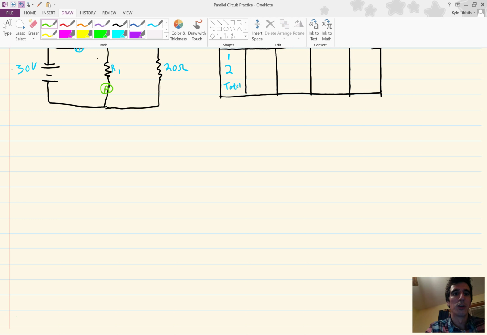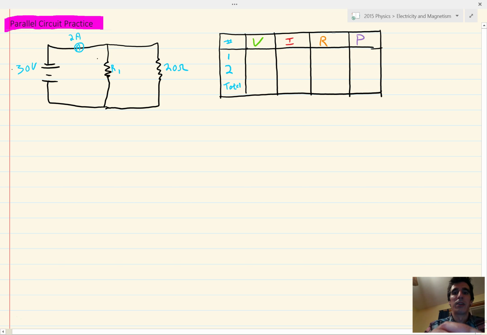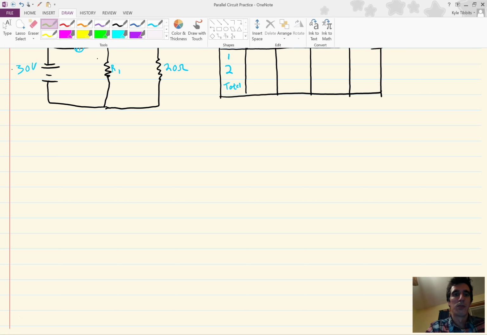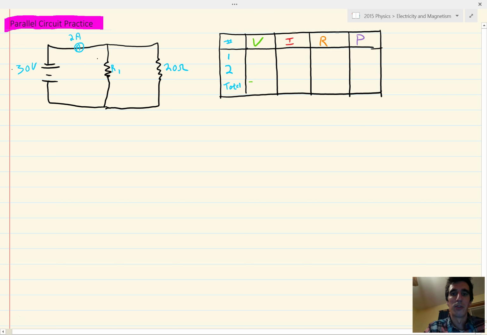So we're going to set up our VIRP diagram, and we're going to fill in the given information. So, they give us V total is 30 volts, I total is 2 amps, and we're also given that R2 is 20 ohms.